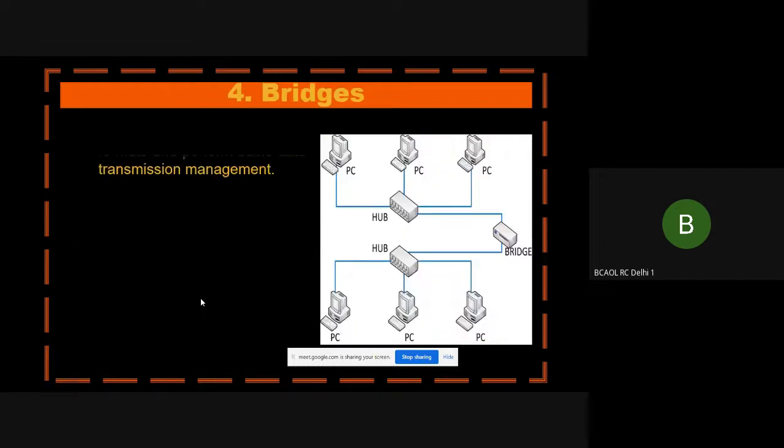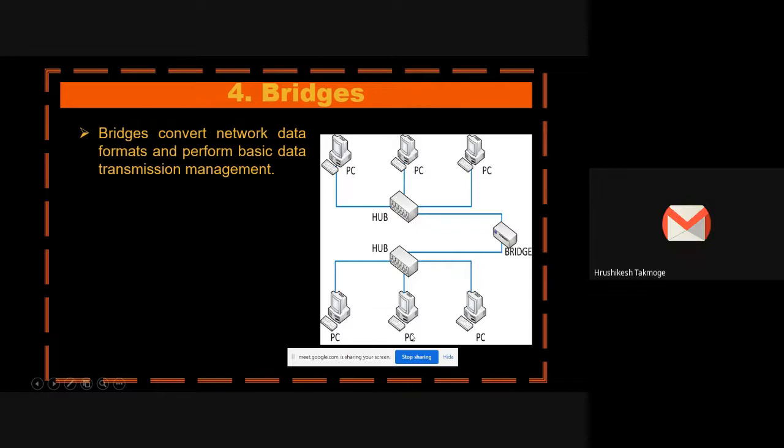Then you have the bridge. Bridges convert network data formats and perform basic data transmission management. Basically, this is one network and this is another network. If you want to connect both networks, you will use a bridge. A bridge provides connection between LANs.